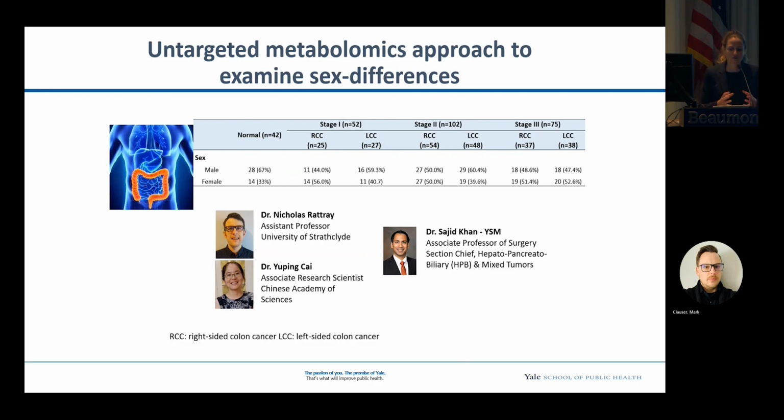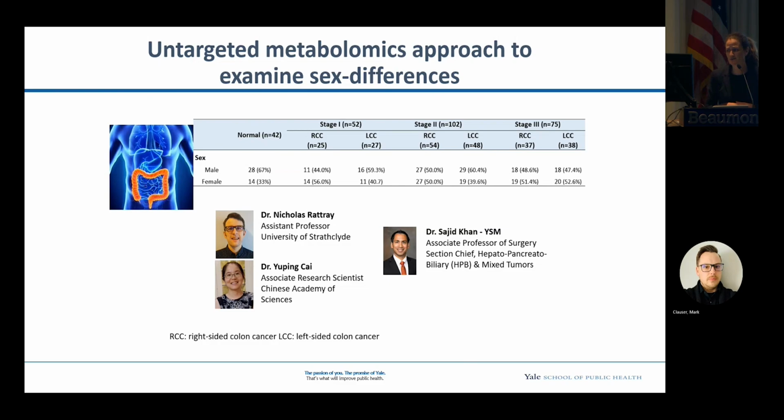So in order to just stratify a little bit more closely to begin with, we just looked at the left and the right sides of the colon because we knew there were these differences in incidence, and we didn't know what we would find initially. So we had about 200 tumor tissues and associated normal tissues as well. And we performed untargeted metabolomics.